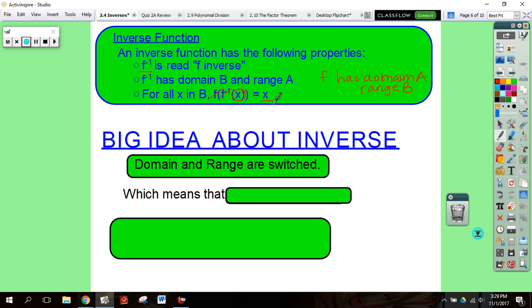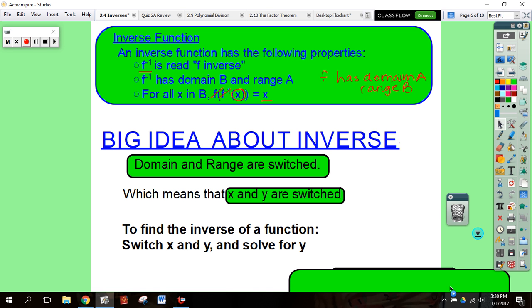Okay? So here's what you really need to understand about inverses. Your domain and your range are switched. So that means that your input and your output are switched, which means that your x's and your y's are switched. Okay? Your x and your y are switched. To find the inverse of a function, you switch around your x and your y and you solve for y.